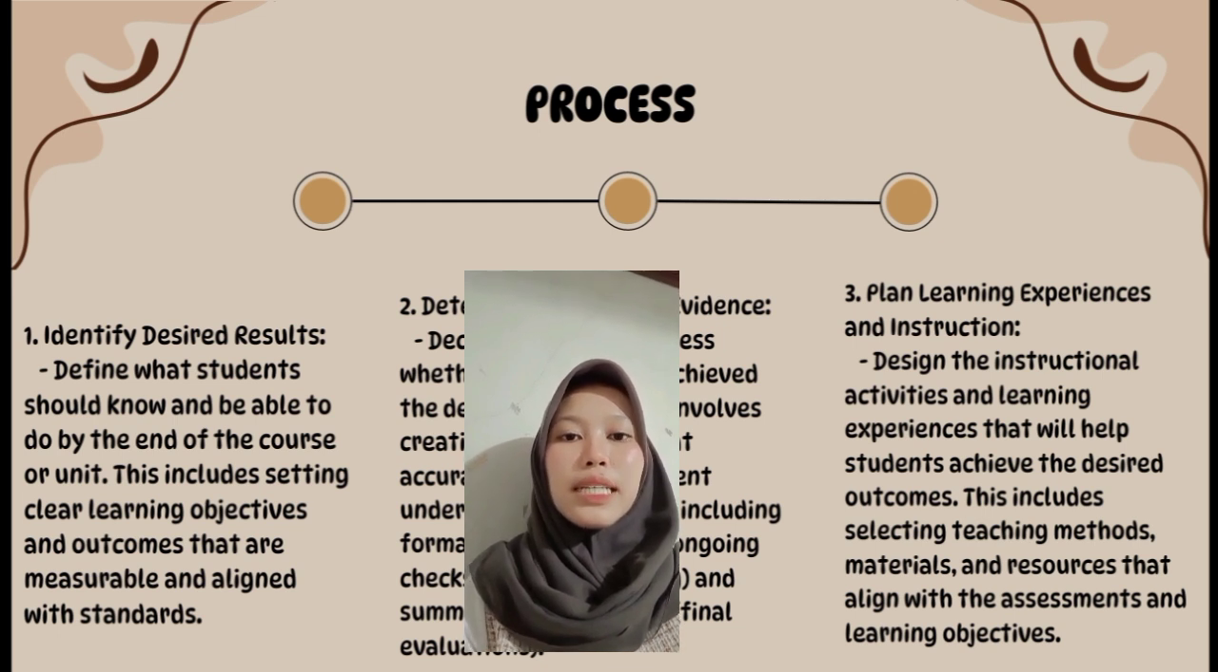Number 1, identify desired result. Define what students should know and be able to do by the end of the course or unit. This includes setting clear learning objectives and outcomes that are measurable and aligned with standards.